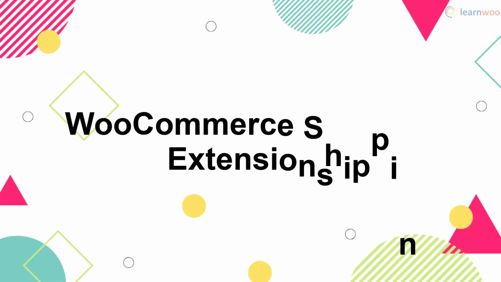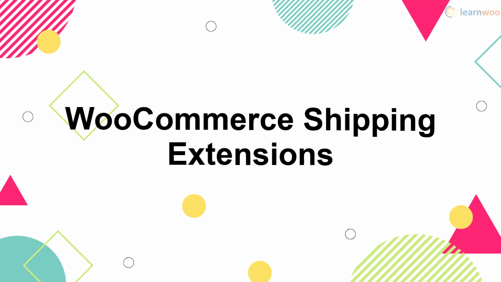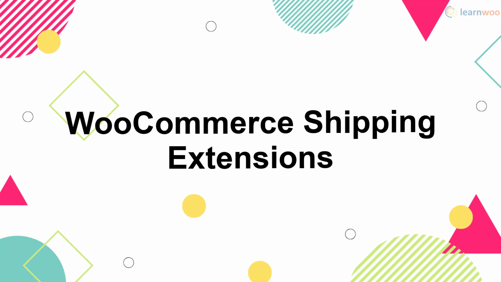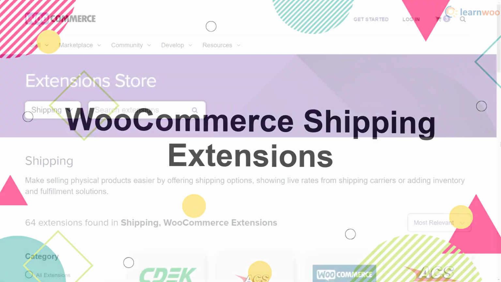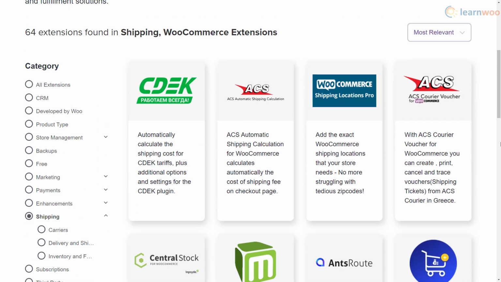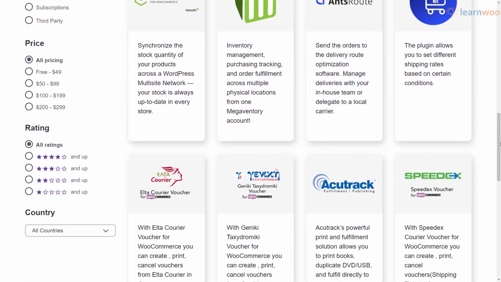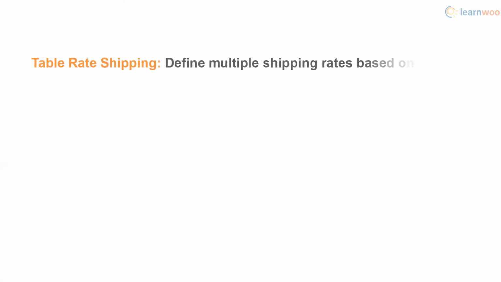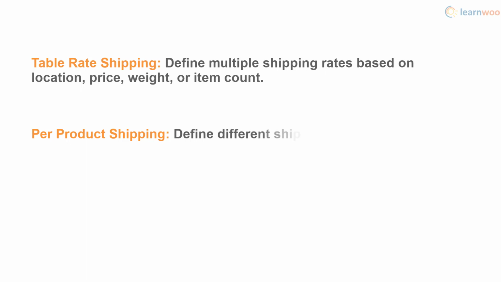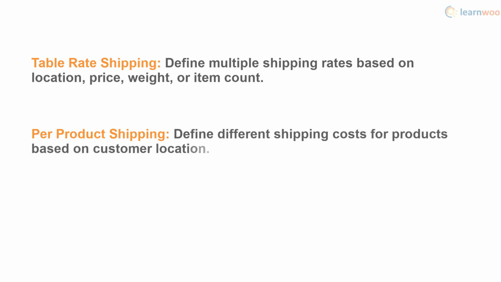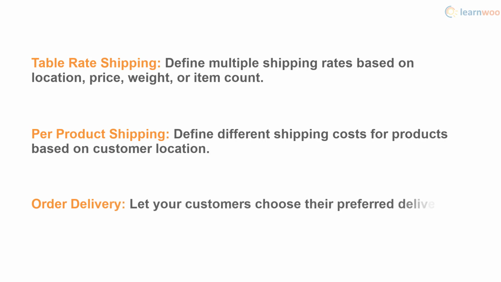If WooCommerce's default shipping capabilities are insufficient, you can use WooCommerce extensions to add many more shipping features to your store. There are a ton of free and paid extensions on the WooCommerce store, so we'll list some of the most important ones here. The Table Rate Shipping extension lets you define multiple shipping rates based on location, price, weight, or item count. Per Product Shipping allows you to define different shipping costs for products based on customer location. Using the Order Delivery extension, you can let your customers choose their preferred delivery date and time.